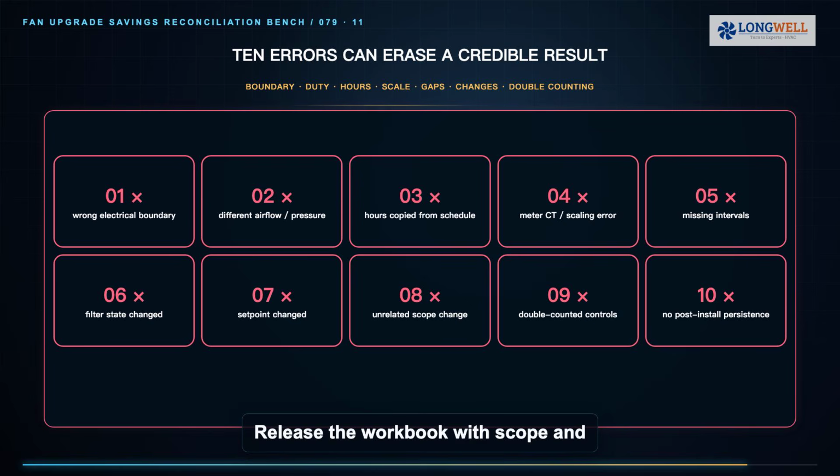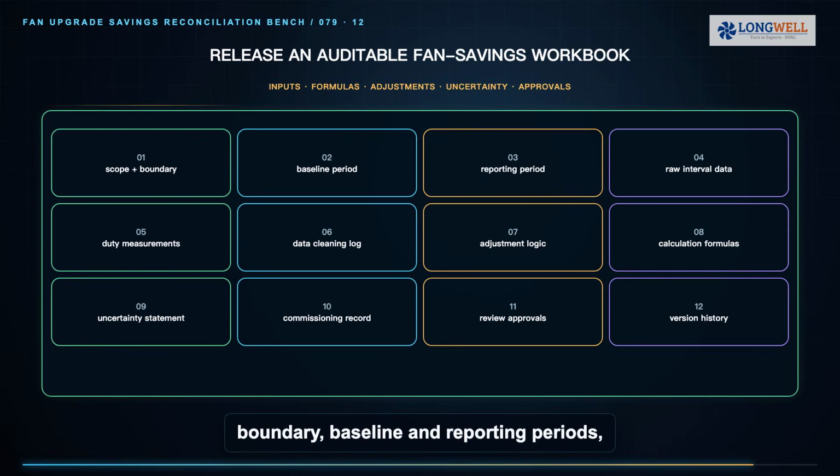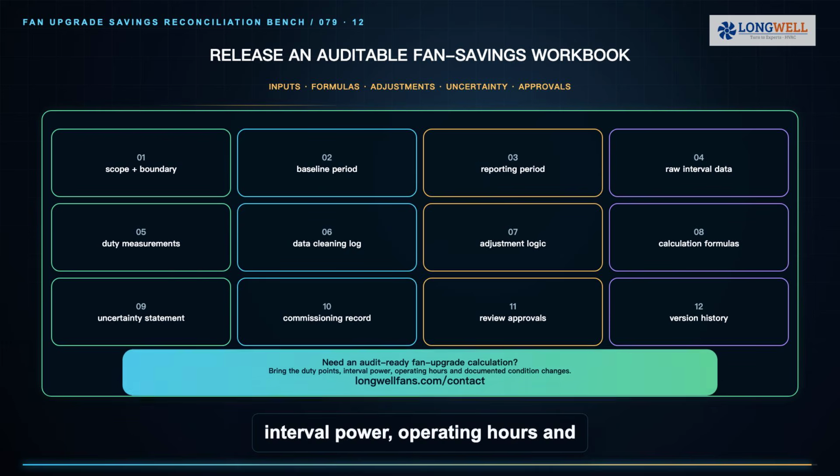Release the workbook with scope and boundary, baseline and reporting periods, raw interval data, duty measurements, data cleaning log, adjustment logic, formulas, uncertainty statement, commissioning record, approvals, and version history. Keep cost and payback in a separate financial model. For an audit-ready fan calculation, begin with duty points, interval power, operating hours, and documented condition changes.